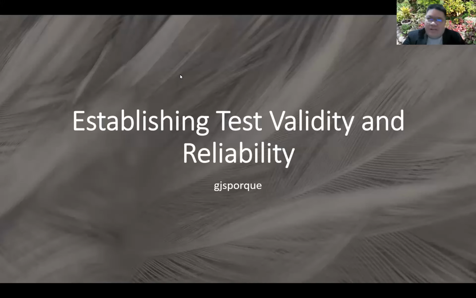So, di ba, on the previous lessons, we dealt with how to create an exam, how to write a multiple choice exam, how to write an identification type of exam. On this topic, our focus is how we can assure that the exam that we are giving our students is indeed valid and reliable. So that's why we are conducting your reliability test. And then we also have the steps for validity to ensure that the test that we are giving our students will be valid and reliable.